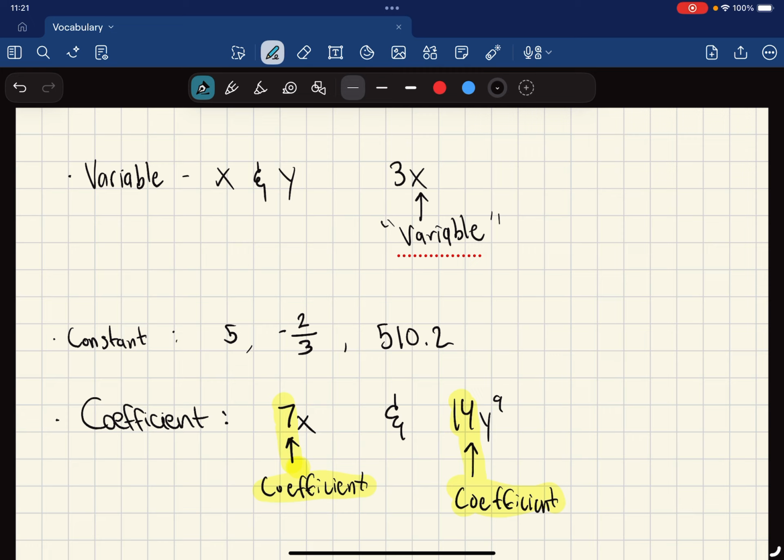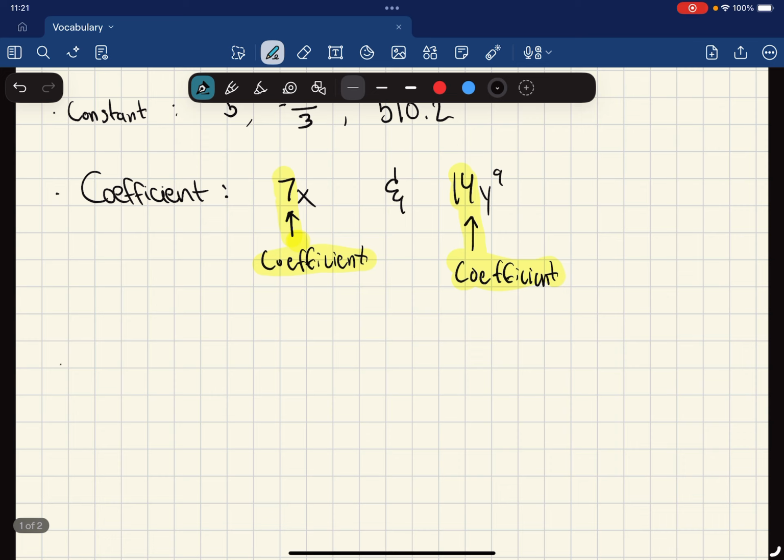Another vocabulary I want to go over would be an equation. These are key things we need to know for algebra. An equation is pretty easy to spot because it has an equal sign. Here is an example of an equation: 2x equals 8. Why is this an equation? Because of the equal sign. So let me write that down. The equal sign usually denotes that it is an equation. So that's why this is an equation.